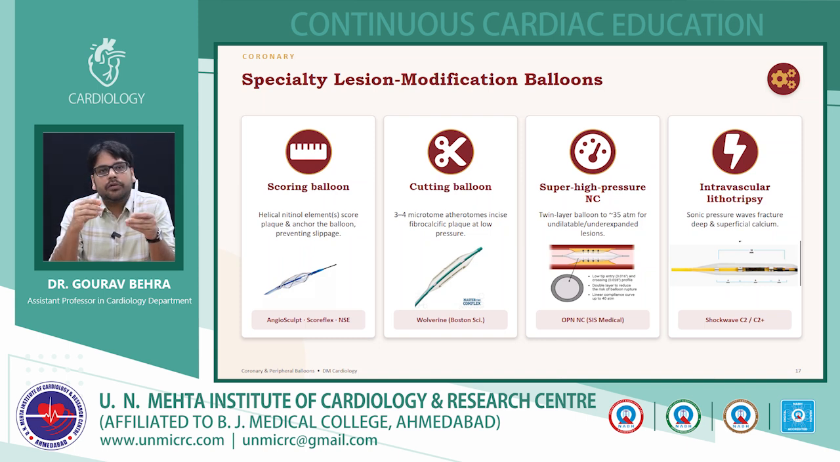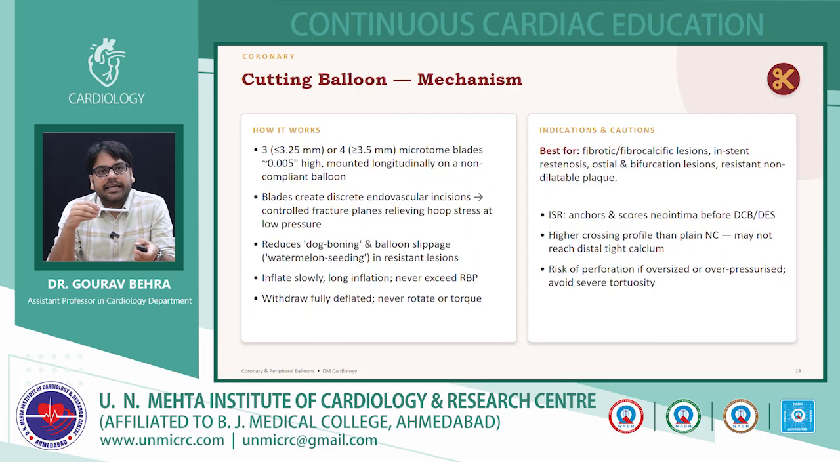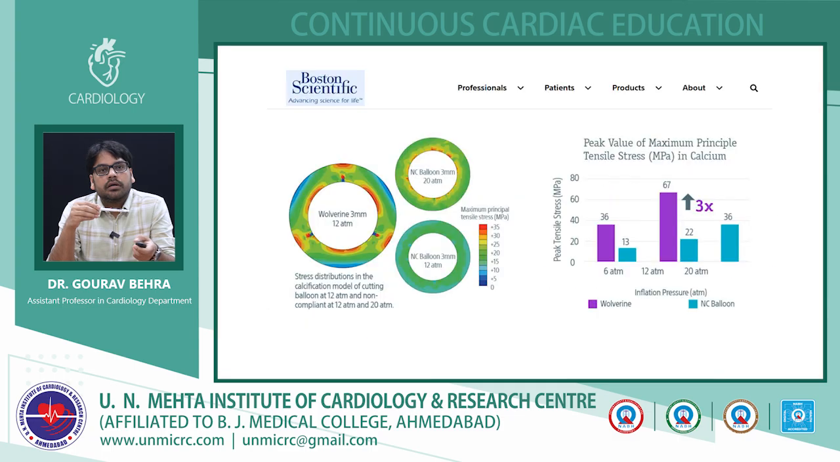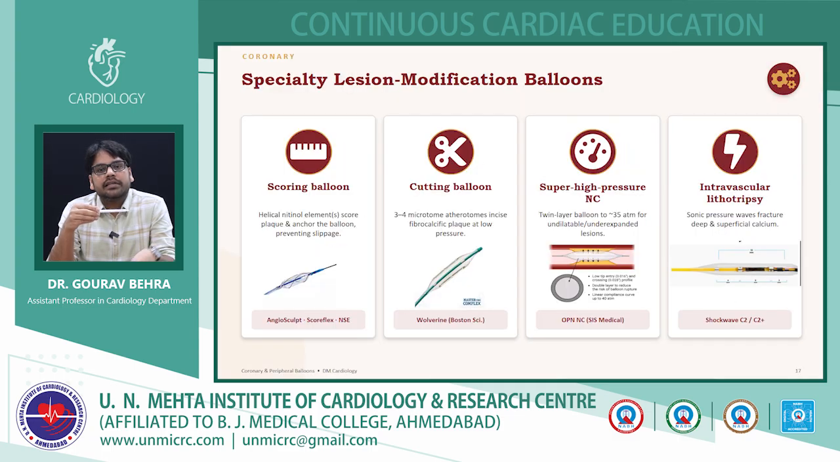So first is the scoring balloon, then second is the cutting balloon. Nowadays what we use in our institute is the Wolverine Boston Scientific cutting balloon. There are different microtomes. You can see in this diagram, I'll show in the coming slides, there are 3 to 4 microtomes. If the size of the balloon is 3.5 or more, there are 4 atherotomes or microtomes, like 1, 2, 3, 4, that cut your plaque or calcium or fibrocalcific lesion.